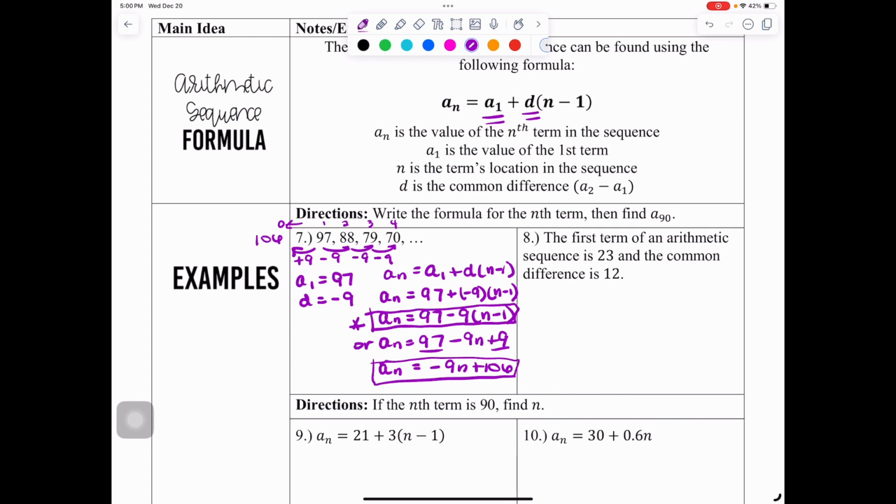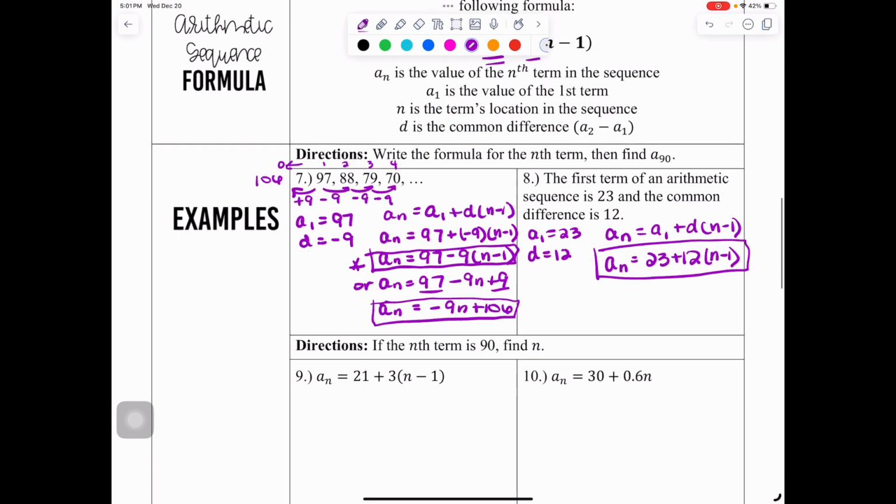So number 8, the first term of an arithmetic sequence is 23. So this one's just showing you that it can be in words. So that means a sub 1 is 23, and the common difference is 12. So to write the formula, I'm going to go from the basic layout that we know. A sub n equals a sub 1 plus the common difference times n minus 1. Then that means my formula is a sub n equals, the first term was 23, plus 12 is the common difference, times n minus 1. That is my formula. So as long as I know a sub 1 and the common difference, I can write the formula at any time.